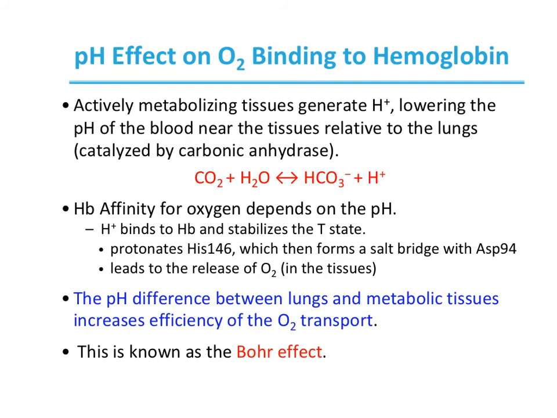Actively metabolizing tissues generate H+, which lowers the pH of the blood, which then would decrease the affinity of hemoglobin for oxygen. So in those cases, that's where hemoglobin would be releasing oxygen. The hemoglobin affinity for oxygen depends on the pH because H+ will bind to it and stabilize the T state, that's the low affinity state.